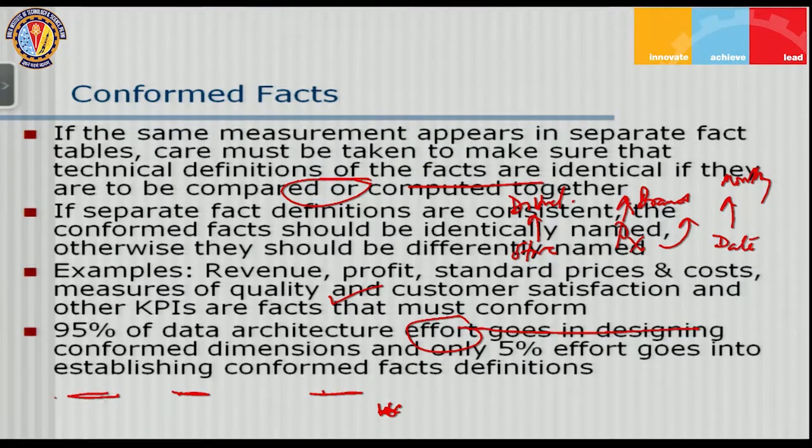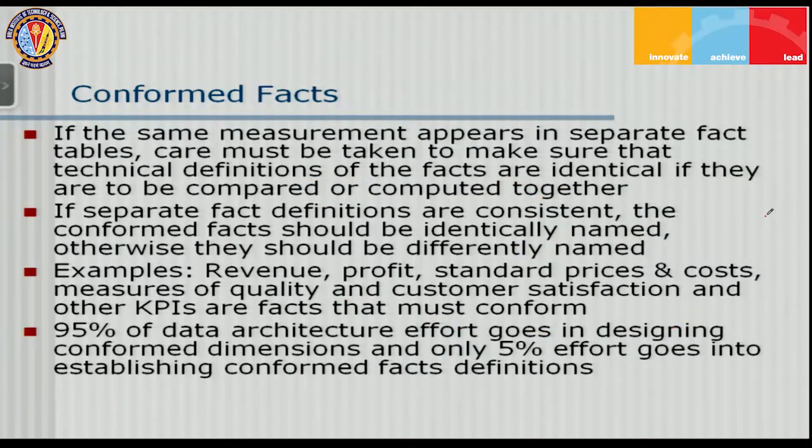So let me clear this. Now let me turn our attention to facts, right? If the same measure appears in separate fact tables, care must be taken to make sure that technical definitions of the facts are identical if they are to be compared or computed together, right? And if separate fact definitions are consistent, conformed facts should be identically named, right? Otherwise they should be named differently, right?